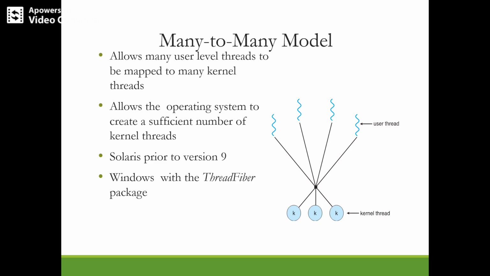We have some systems which make use of this kind of many-to-many model. This many-to-many mapping is also called M-to-N thread mapping, and the concept of thread pooling is used to implement this method. Here a blocking kernel system call does not block the entire process, but the operating system design becomes complicated, because many user-level threads have to be created, and a smaller or equal number of kernel threads have to be created. So there is a complexity in the construction of the OS.